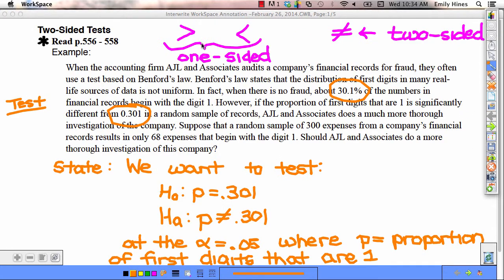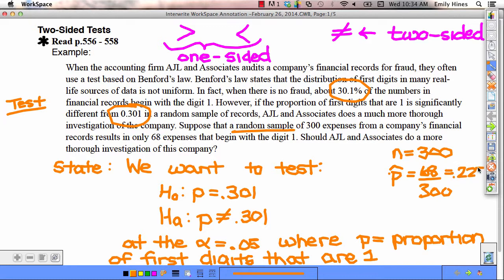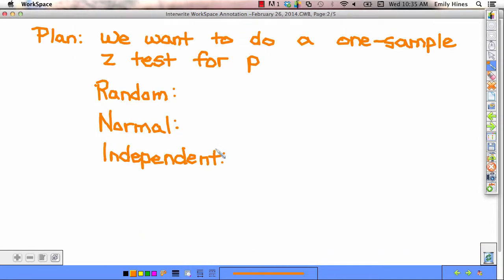Okay, I'm going to go back and look at the problem here. I need to know that n is 300. And while I don't need to know p hat yet, let's just go ahead and calculate it. That would be 68 out of 300, which would be 0.227. Okay, so they tell us that they are taking a random sample. So that's how the random condition is met.